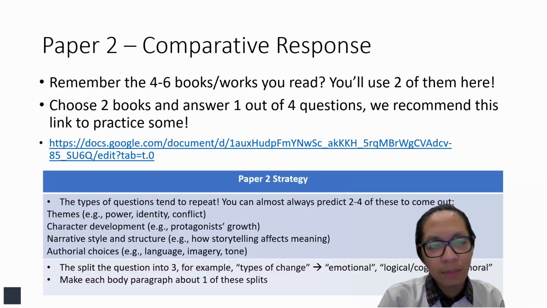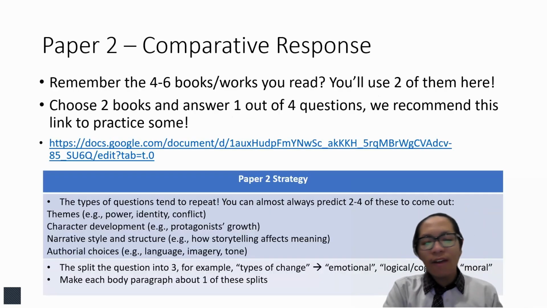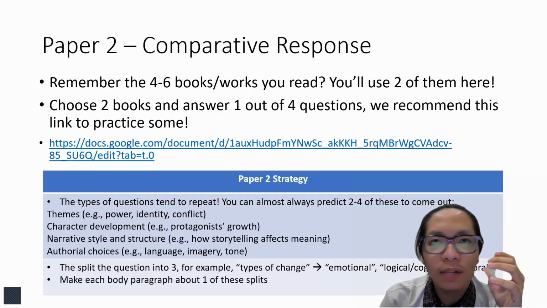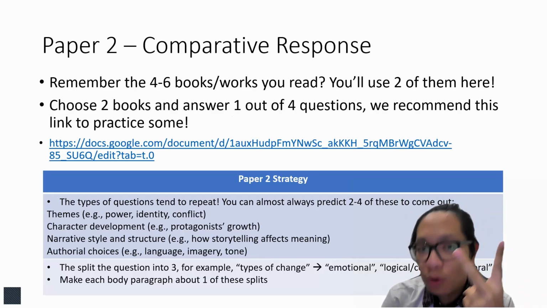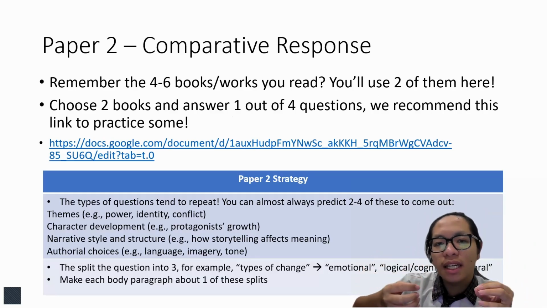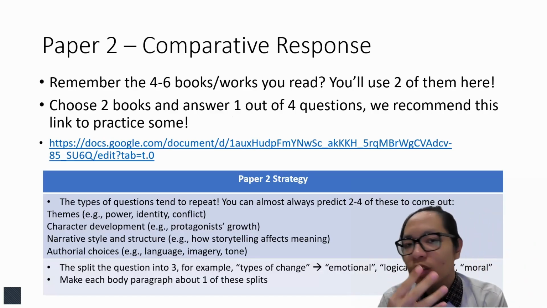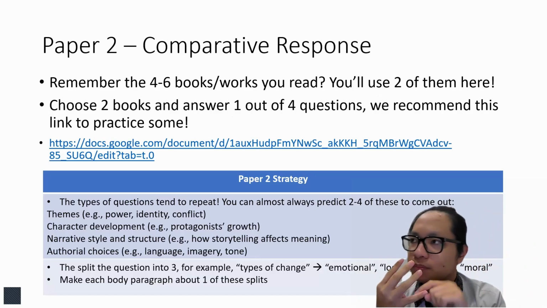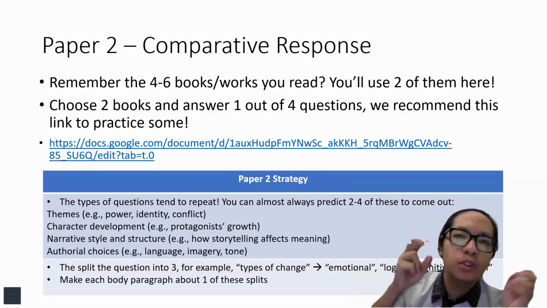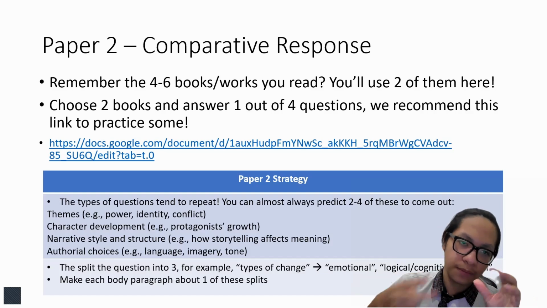So next, we're going to go with Paper Two. Paper Two is where we have the four to six books that we'll be given and will have to read. Yes, two of them will be used here, and you're going to compare them. There will be four questions, right? There will be four questions. Just choose one, and say how it connects to the two books that you've chosen.